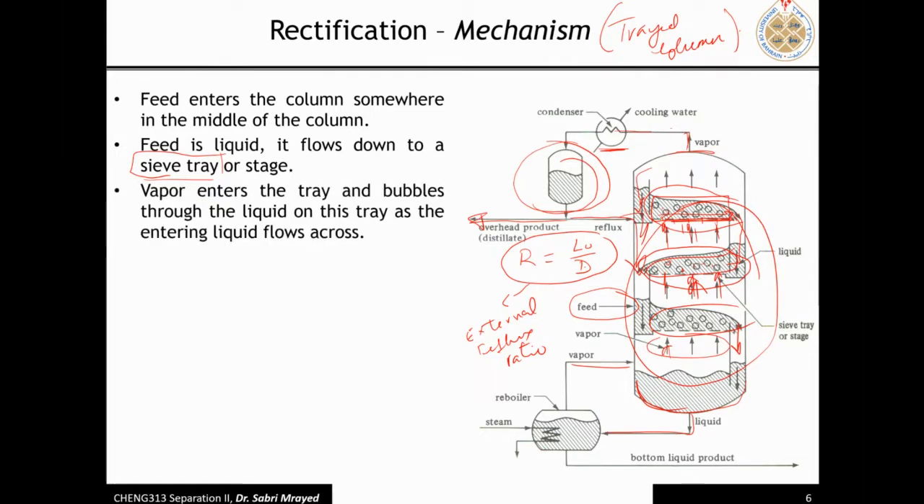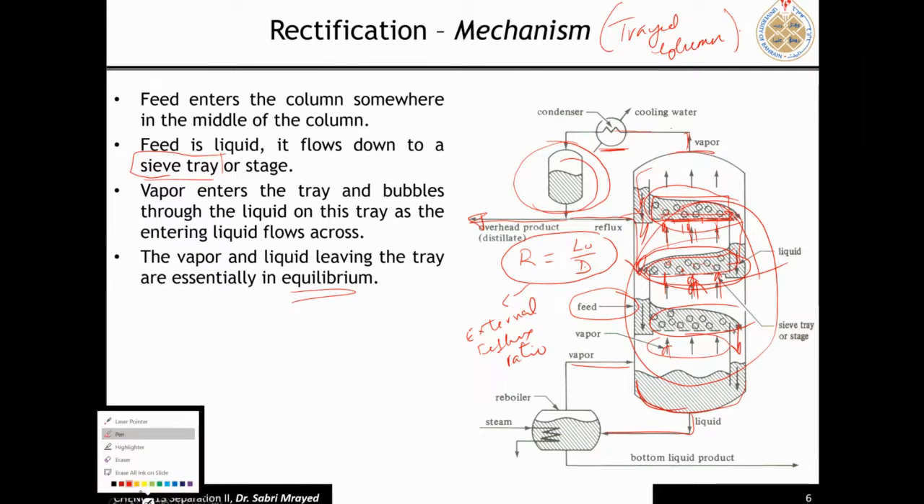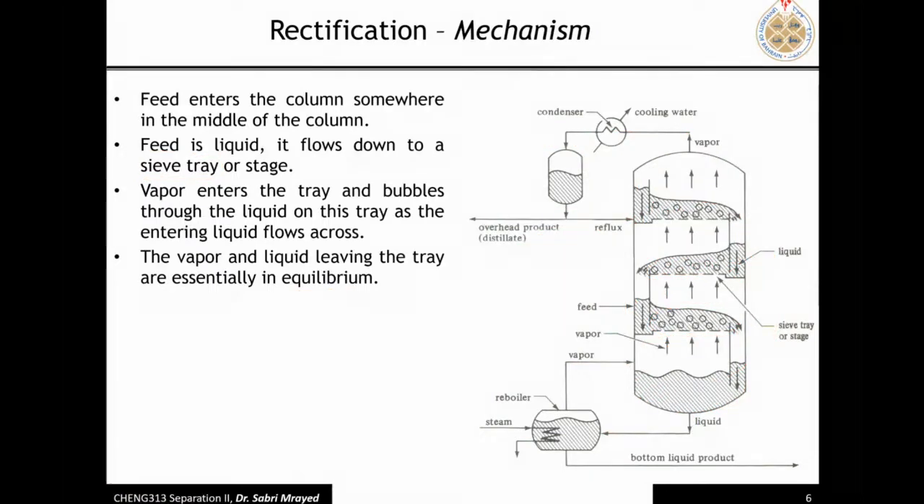Vapor enters the tray and bubbles through the liquid on this tray as the entering liquid flows across. So this is what we said. We are going to have in each stage bubbles of the vapor going within the liquid itself, and at this time there will be mass transfer taking place between the vapor and the liquid in that stage. Now, the vapor and liquid leaving the tray, we assume they are at equilibrium. At each stage, we assume the vapor and the liquid leaving that stage will be at equilibrium. As you can see here, the liquid leaving here and the vapor going up, we assume are at equilibrium.